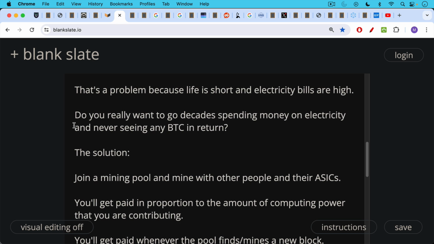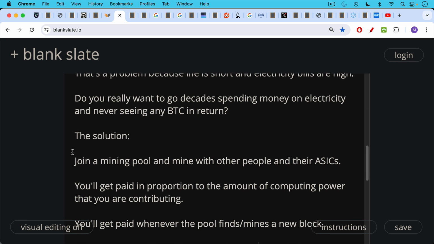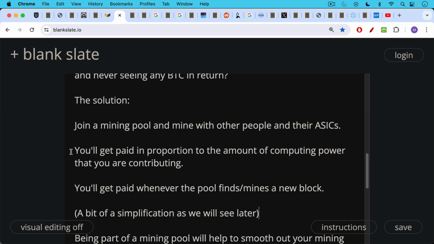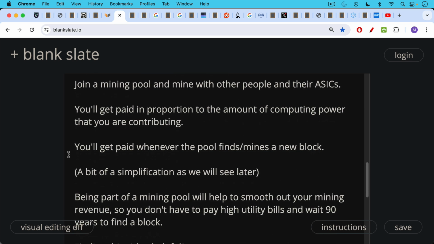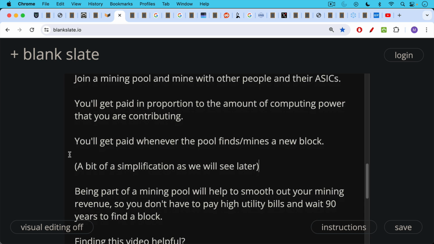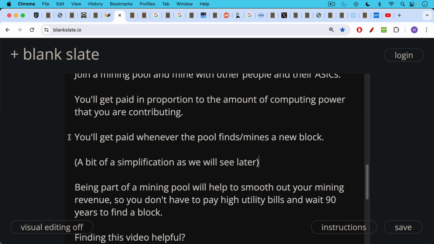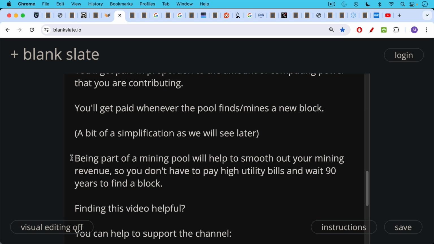The solution: you take your mining rig and you join what's called a mining pool, and you mine with other people who are running their own ASICs, and you'll get paid in proportion to the amount of computing power that you are contributing. You'll get paid whenever the pool finds or mines a new block. I'm simplifying here. There's something a little more complicated, which we might talk about in another video. But basically, this is the principle. Being part of a mining pool helps to smooth out your mining revenue so you don't have to pay high utility bills and wait 90 years to find a block.